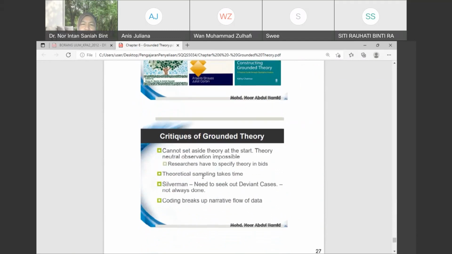Theoretical sampling, as I mentioned just now, takes time. Okay, Silverman, what does it mean dia? Silverman need to seek out divine cases. Okay, divine cases ni maknanya benda-benda yang kita tak mau kan, unwanted things lah. Okay, coding ni kadang-kadang dia became so overwhelmed lah, narrative flow, kadang-kadang dia macam haywire and so on, so sometimes we feel lost here and there, sometimes can be challenged as well.